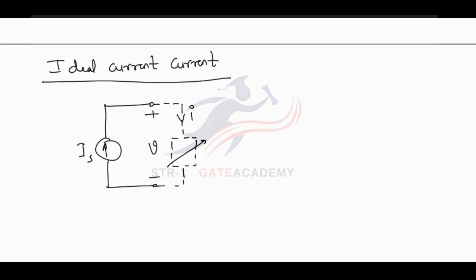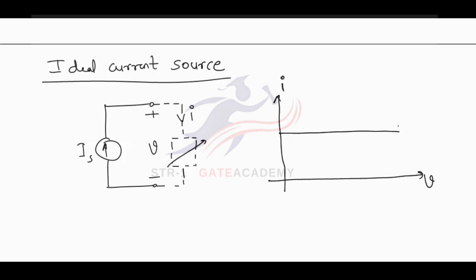Now an ideal current source. So now if I plot the VI characteristics, in this case I will plot I, that is load current versus load voltage. So what I will observe is it provides a constant current whose value is Is for all values of V. So therefore the current remains same irrespective of the load voltage V.